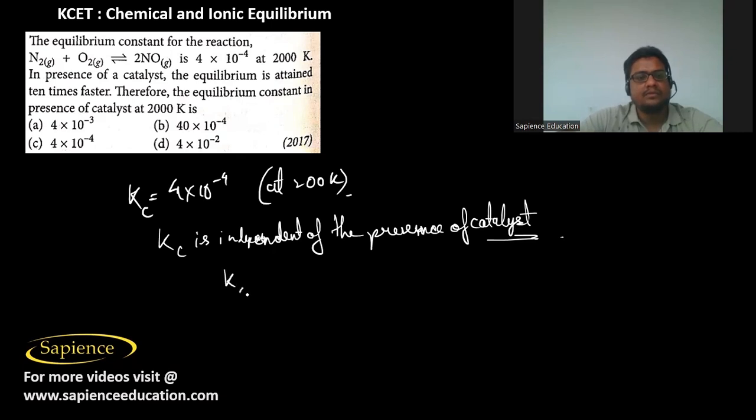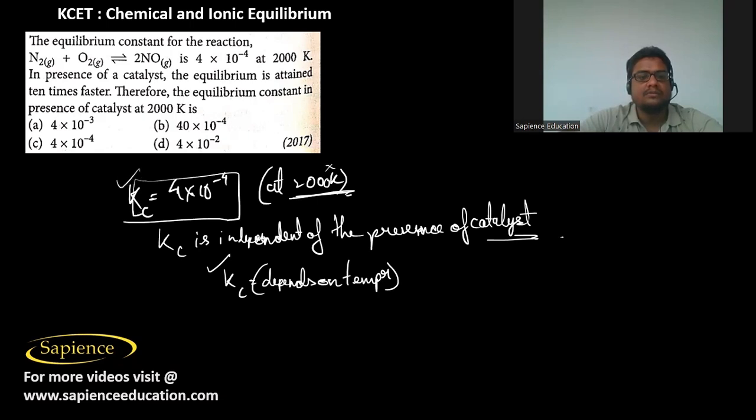So therefore the equilibrium constant Kc, and since the temperature is not changed, now the value of Kc depends on temperature only. So since the temperature is remaining unchanged, the Kc value also will remain unchanged. So it means that option C is the correct answer.